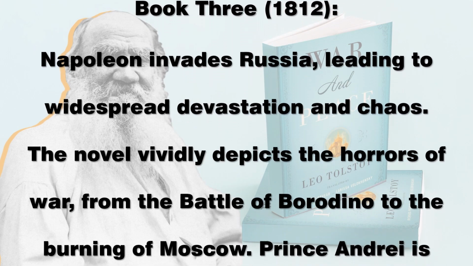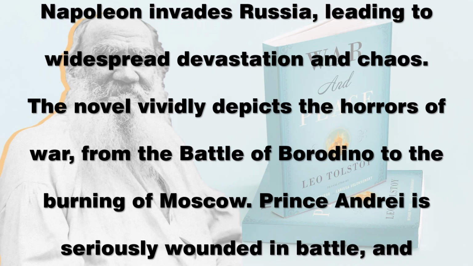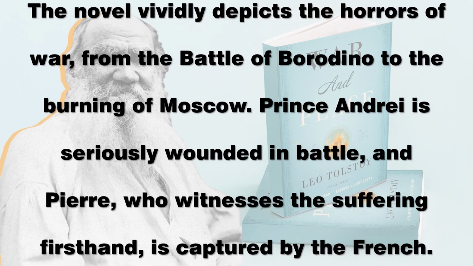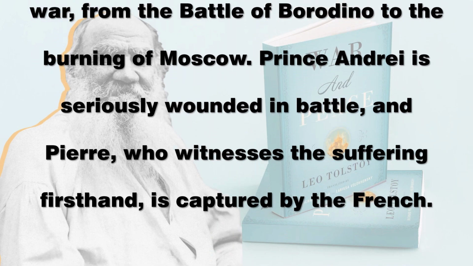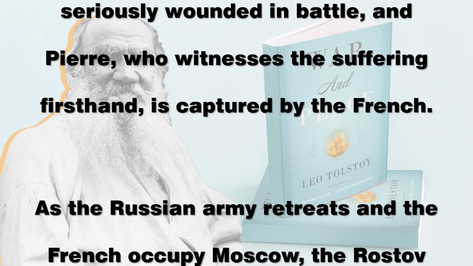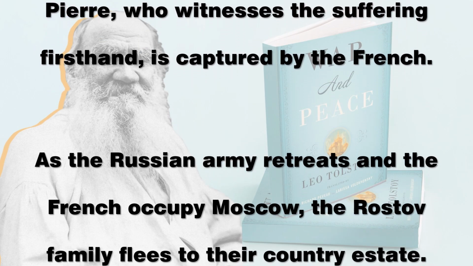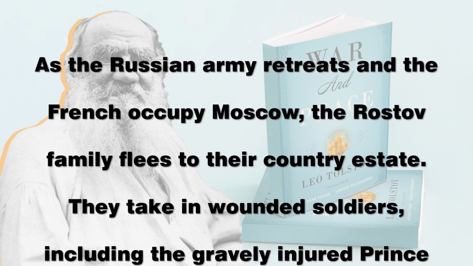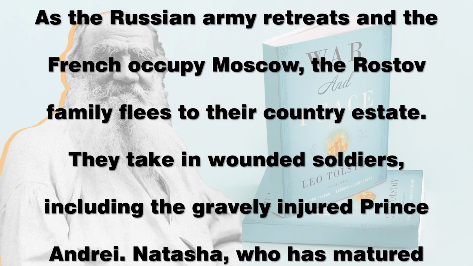Book 3, 1812. Napoleon invades Russia, leading to widespread devastation and chaos. The novel vividly depicts the horrors of war, from the Battle of Borodino to the burning of Moscow. Prince Andrei is seriously wounded in battle, and Pierre, who witnesses the suffering firsthand, is captured by the French.